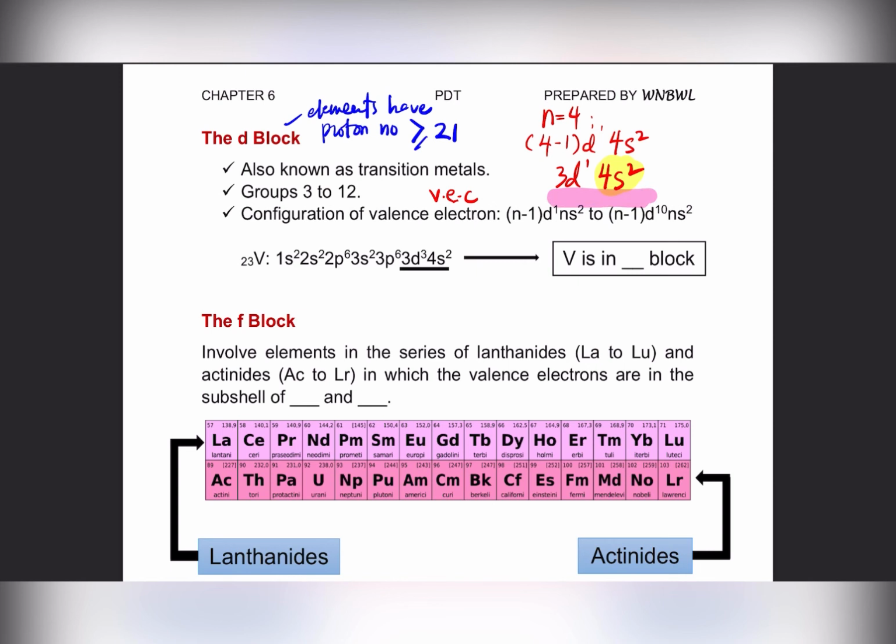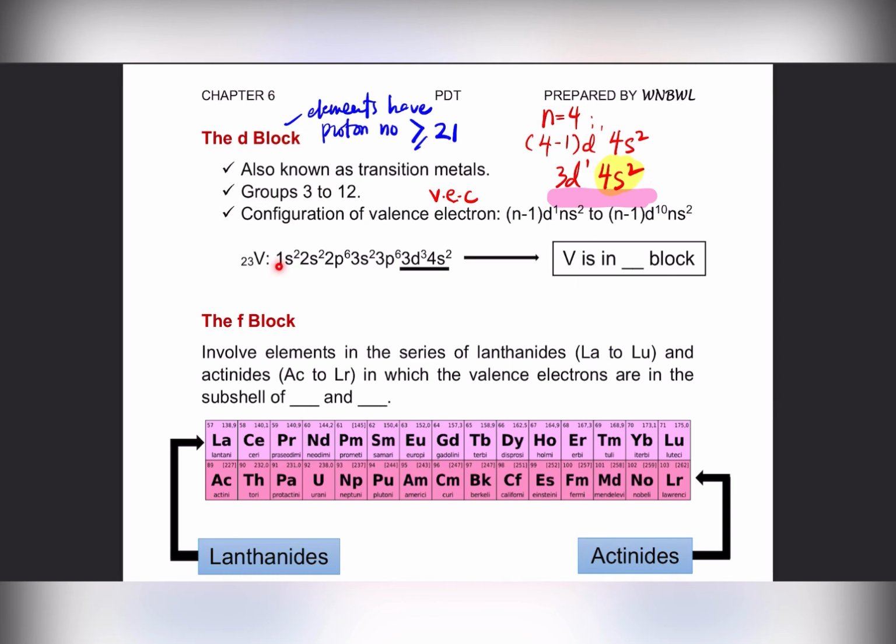So inilah VEC untuk D block, dan ini merujuk kepada group 3 sebab saya ada 1 elektron daripada subshell 3d dan saya ada 2 elektron daripada subshell 4s. So ini group 3. So kalau dia adalah group 12, so maknanya di sini 10 elektron tambah dengan 2.